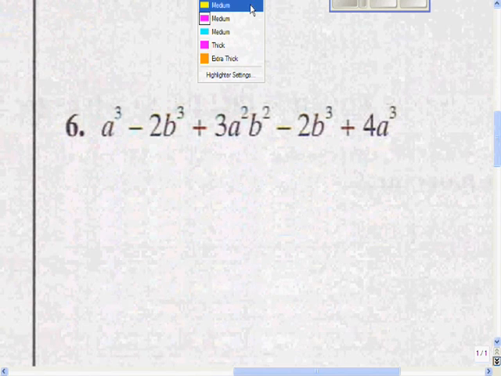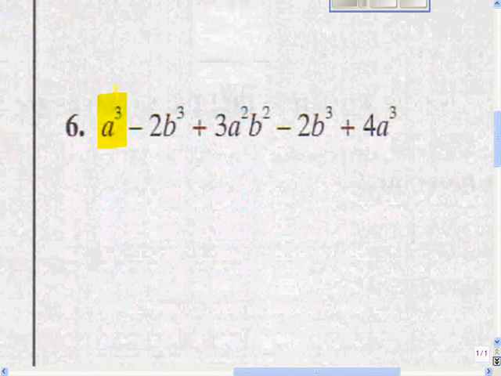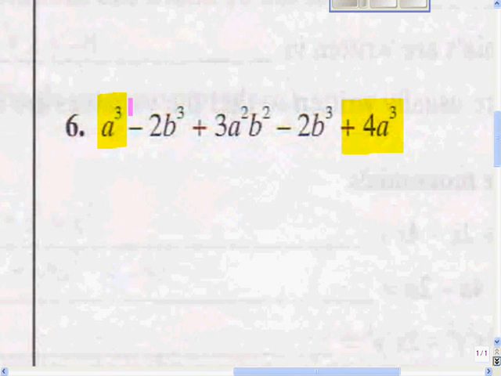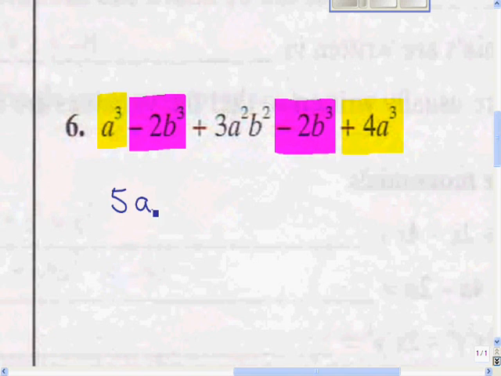Let's do some color coordinating again. We got a cubed. Are there any other a cubes? Yes, there are right here. Okay. I've got negative 2b cubed right here, negative 2b cubed, and any b cubes? Yep, right here. Okay, and then I'm not even going to color the last one because it's all by itself. And so let's combine the a's first. A cubed and 4a cubed, since they're both positive, remember no sign means positive, so they're both positive, so that's going to be 5a cubed. Right?